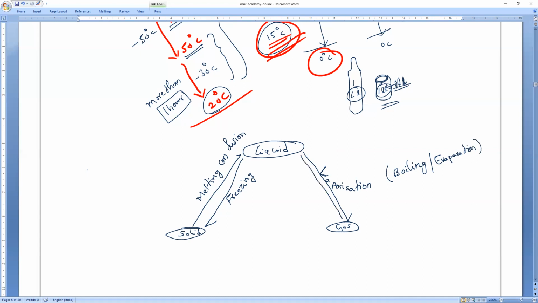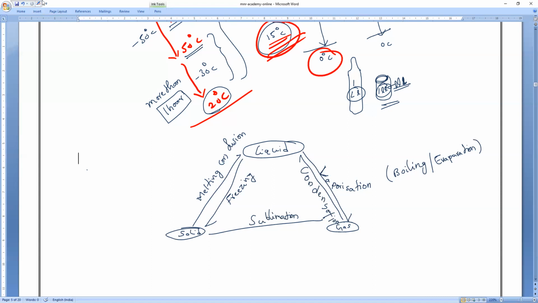Next, the reverse process of gas to liquid. What is it called? Condensation. Clear? Okay. Next, solid to gas directly: sublimation. Yes, everybody. Solid to gas directly we call sublimation.